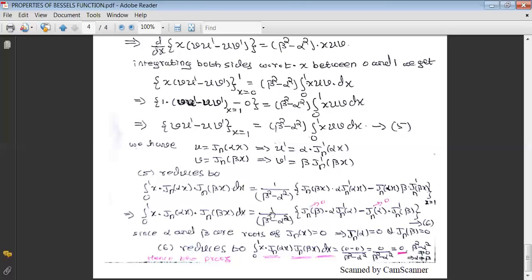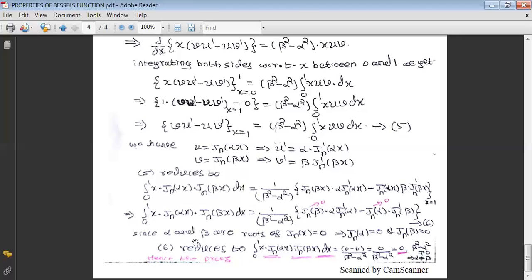Now RHS, that is 1 upon beta square minus alpha square. When we take x equals to 1, this becomes Jn of beta into Jn dash of alpha, minus Jn of alpha into Jn dash of beta, we get. Now let us call this one 6. And later on I'll say why we have written this one as 0. You have marked this as 0.